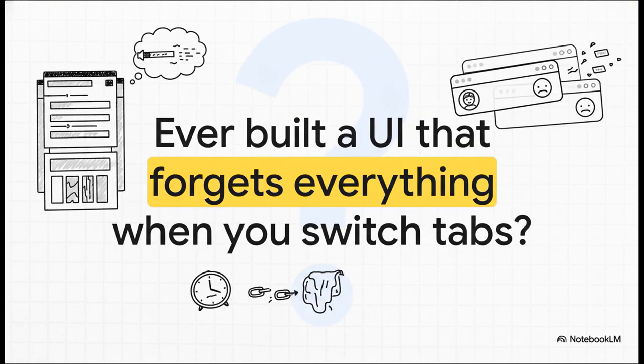Okay, let me ask you something. We've all been there, right? You spend ages building this beautiful UI. Maybe it's a complex form or a sidebar with all these nested menus, and it works perfectly. But then, the moment a user clicks away or switches a tab, poof, it completely resets. The perfect scroll position, gone. The paragraph they were typing, vanished. It is so frustrating, and it all comes down to one simple little thing.